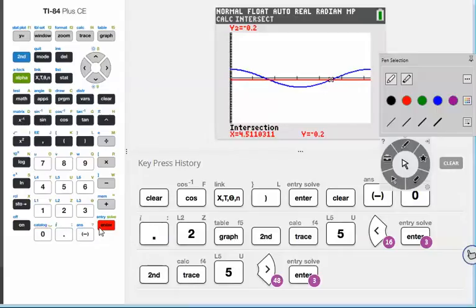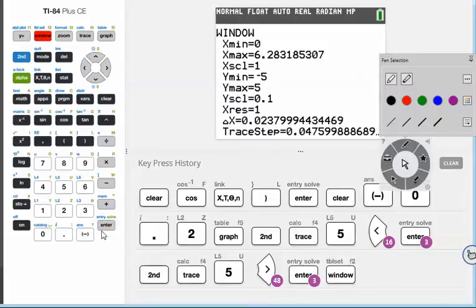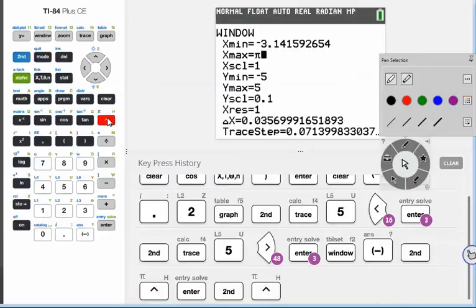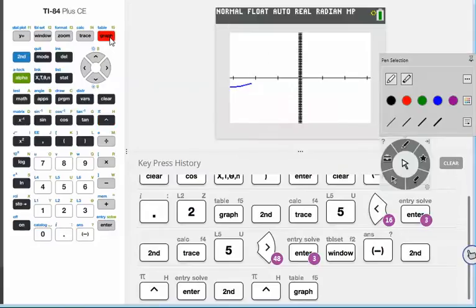So I'm going to hit window, and instead of going from 0 to 2 pi, I'm going to go from negative pi to pi, because then that covers me for my arc sine and my arc cosine and all that good stuff. I want to be in the same window as the other functions. So now if I hit graph, I still have two answers. I have this one right here, and that one right there, the first answer that we found.